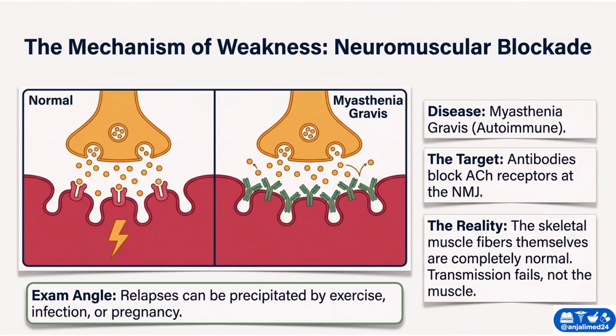Relapses or worsening symptoms can be triggered by exercise, infection, stress, or pregnancy because these conditions increase the neuromuscular demand. Clinically, patients often present with ptosis, diplopia, difficulty swallowing, and generalized weakness. And since the ocular muscles fatigue rapidly, eye symptoms are usually the earliest signs. Myasthenia gravis is an autoimmune neuromuscular transmission disorder where the antibodies block acetylcholine receptors, causing weakness without primary muscle damage.